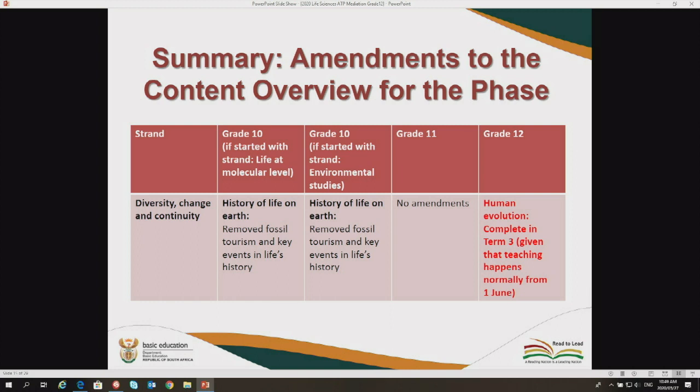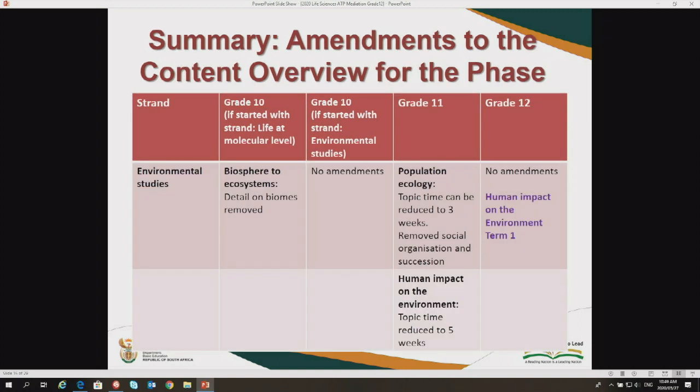Of course, the whole of evolution fits here, but there are suggested changes that if our program is interrupted again, then there is an idea of moving this part, maybe a term to the 4th term. But let me carry on, and then you will understand what I'm telling you.